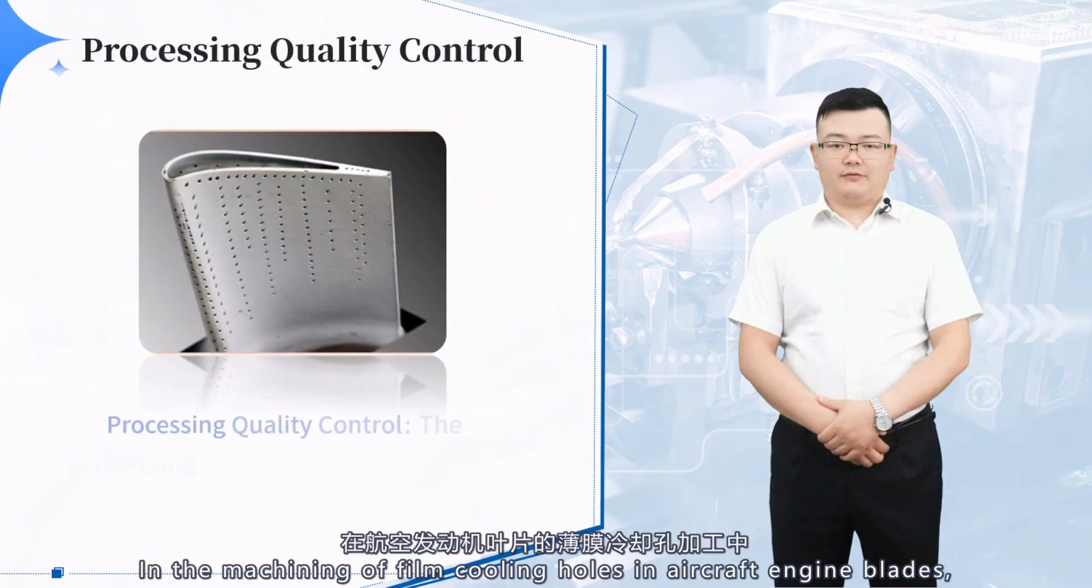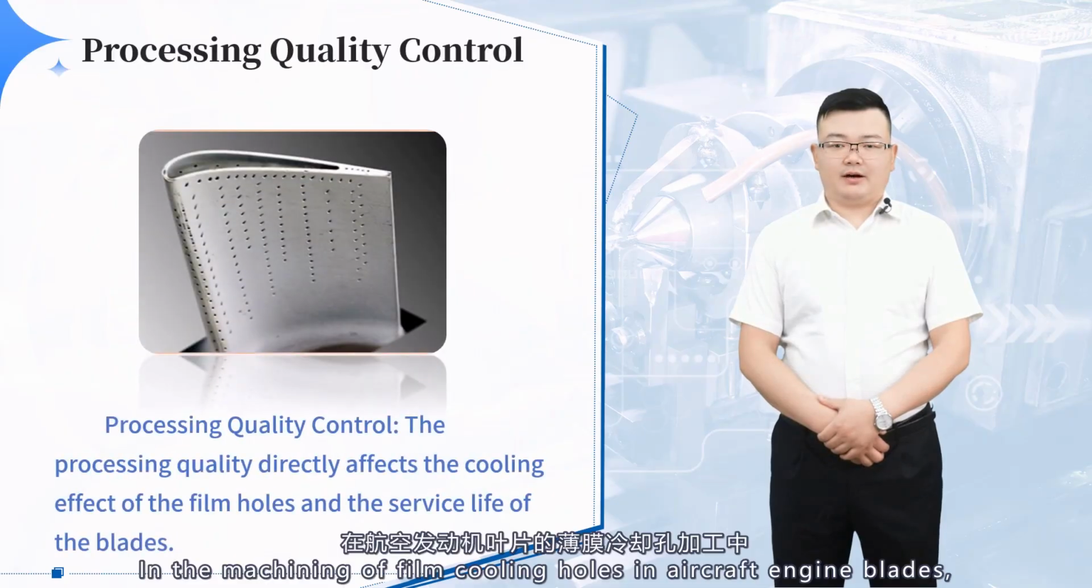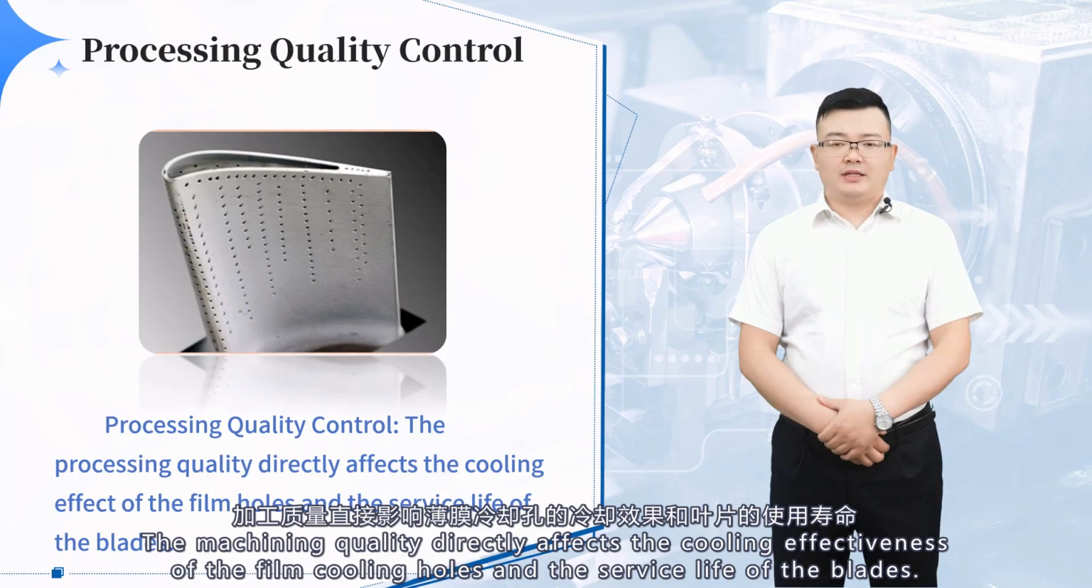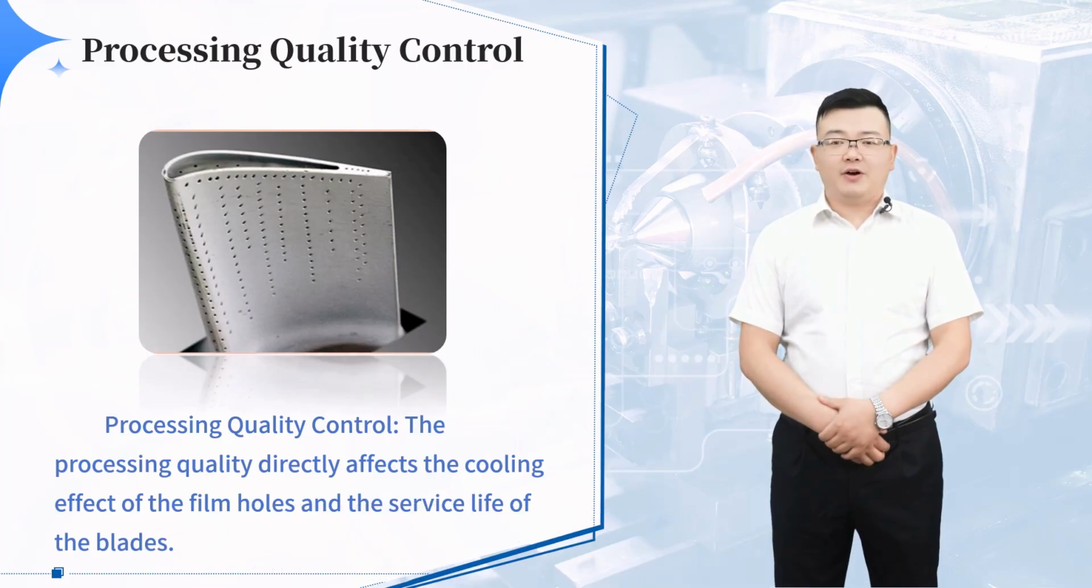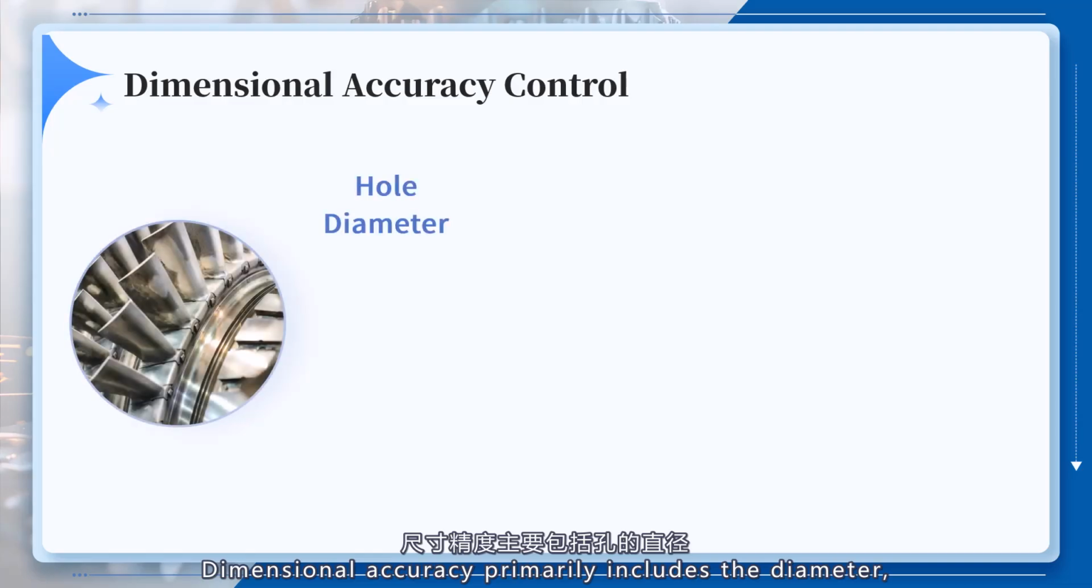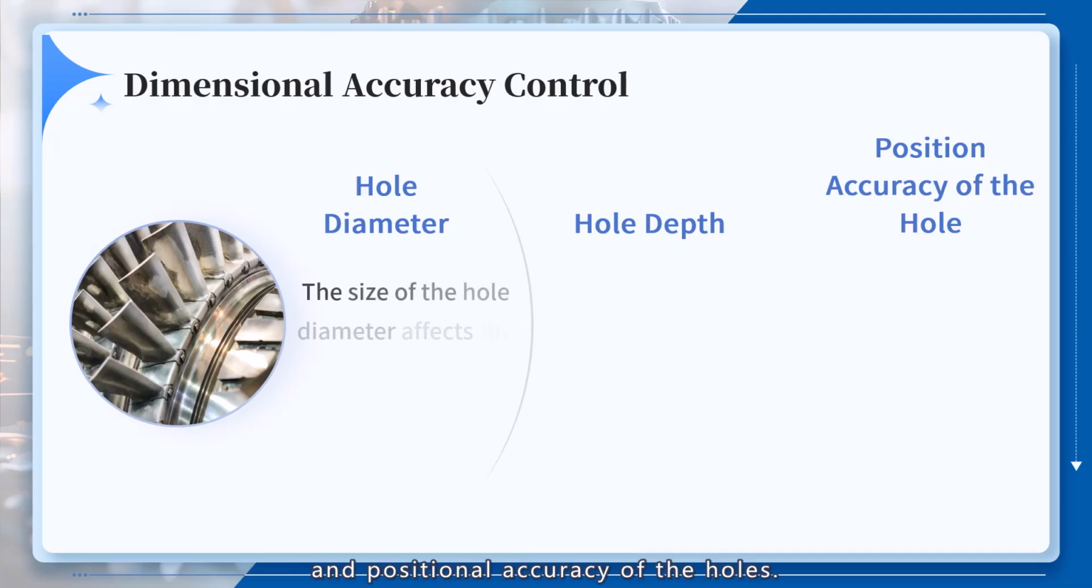In the machining of film cooling holes in aircraft engine blades, quality control is a critical aspect. The machining quality directly affects the cooling effectiveness of the film cooling holes and the service life of the blades. Dimensional accuracy control. Dimensional accuracy primarily includes the diameter, depth, and positional accuracy of the holes.